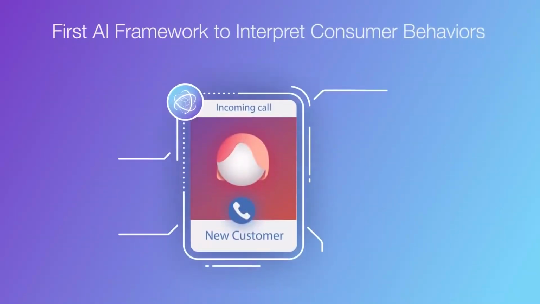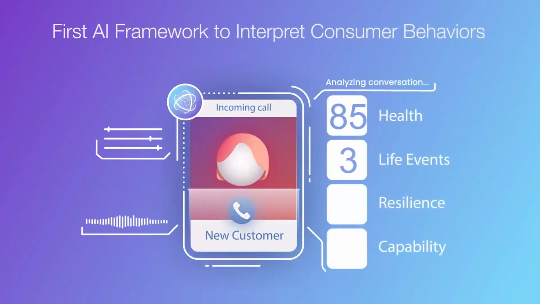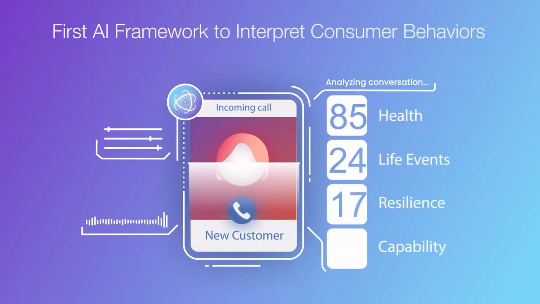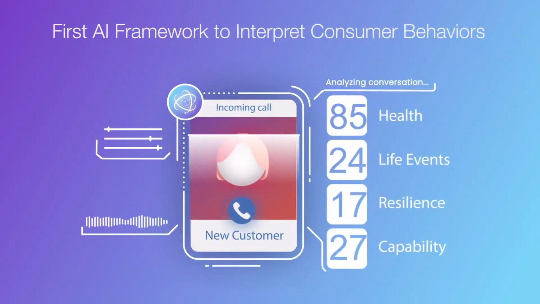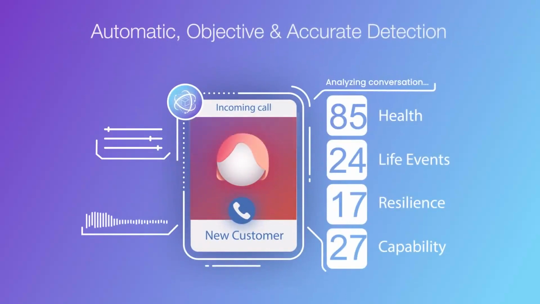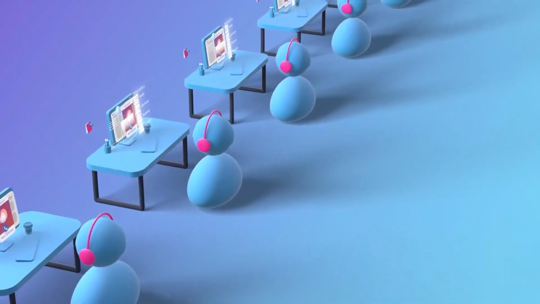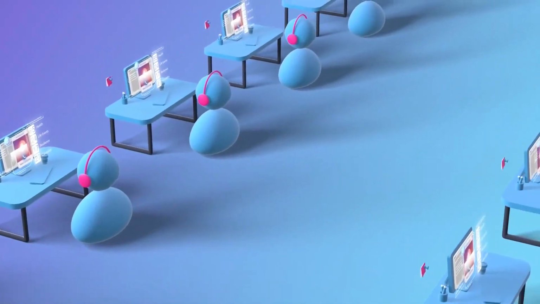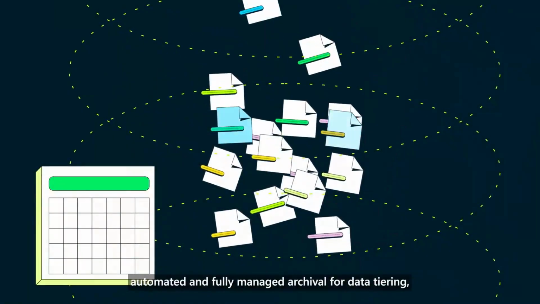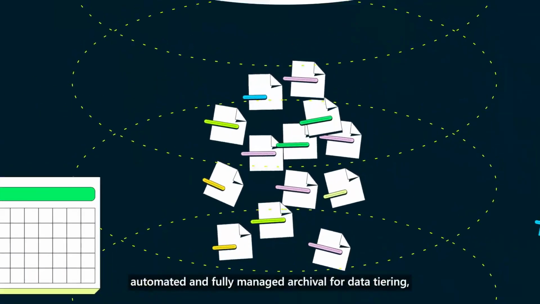It's the first comprehensive AI framework to interpret consumer behaviors and transform them into objective insights. It rids you of the need to rely on inaccurate detection by legacy systems or manual programs that are subjective and prone to errors by human judgment. And it's the only solution to identify vulnerable customers in automated and fully managed archival for data tiering.